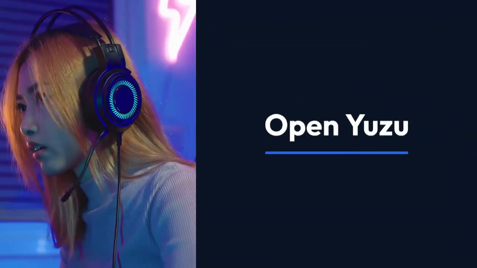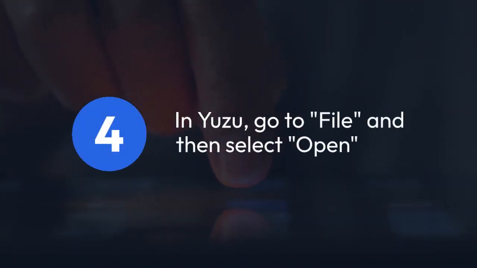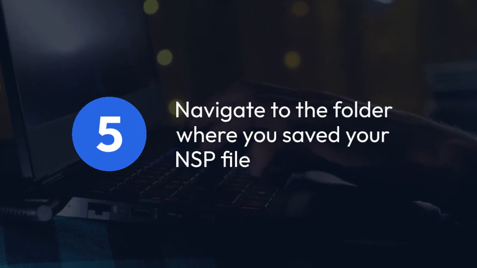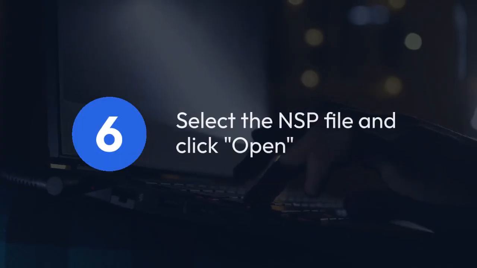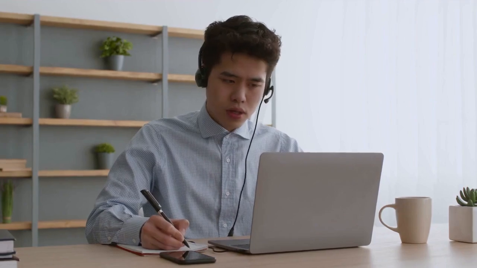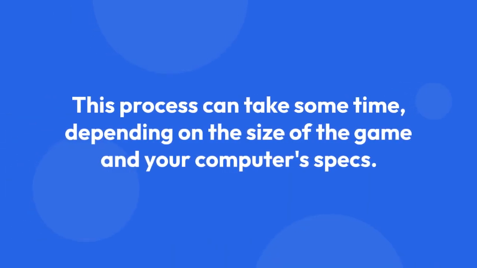3. Open Yuzu. 4. In Yuzu, go to File and then select Open. 5. Navigate to the folder where you saved your NSP file. 6. Select the NSP file and click Open. Yuzu will now begin to load the game. This process can take some time, depending on the size of the game and your computer's specs.